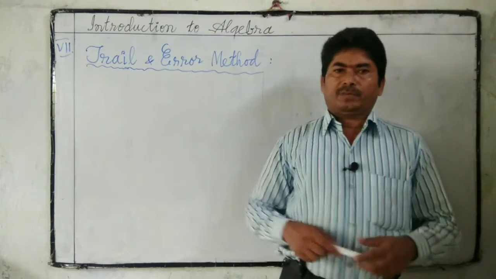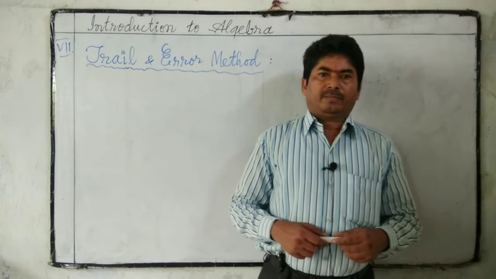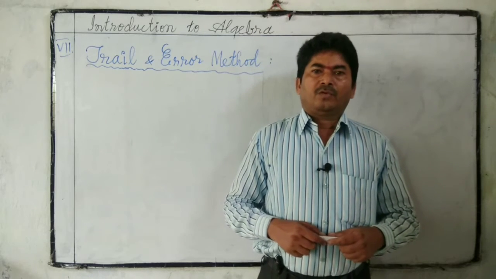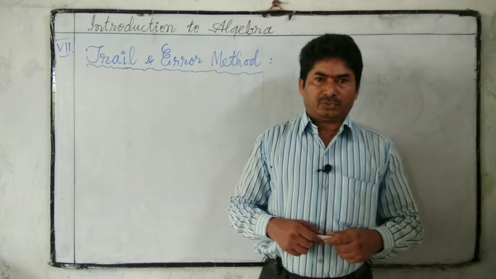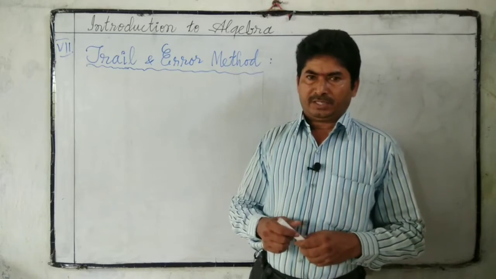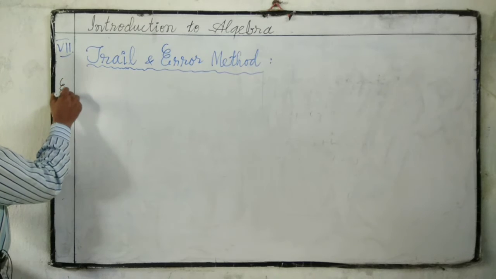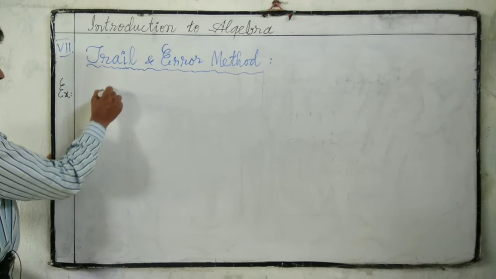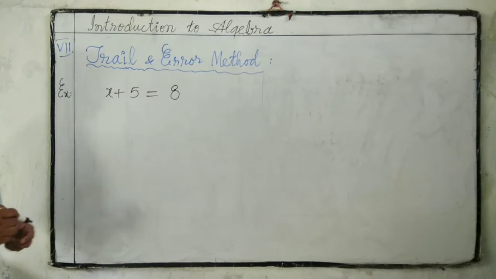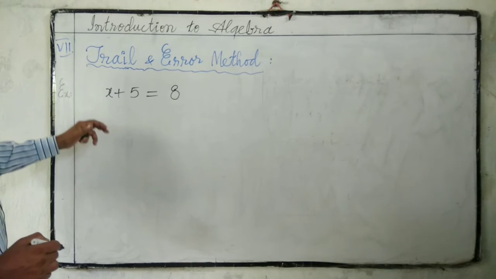Trial and error method. What is the trial and error method? To get the solution of an equation, one of the methods we use is called the trial and error method. Let us see one example for this. X plus 5 is equal to 8. In this trial and error method, we give some values for this variable.